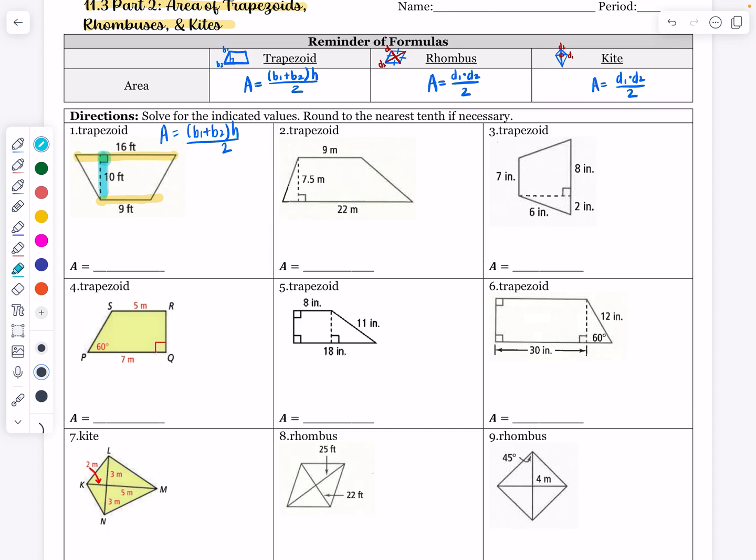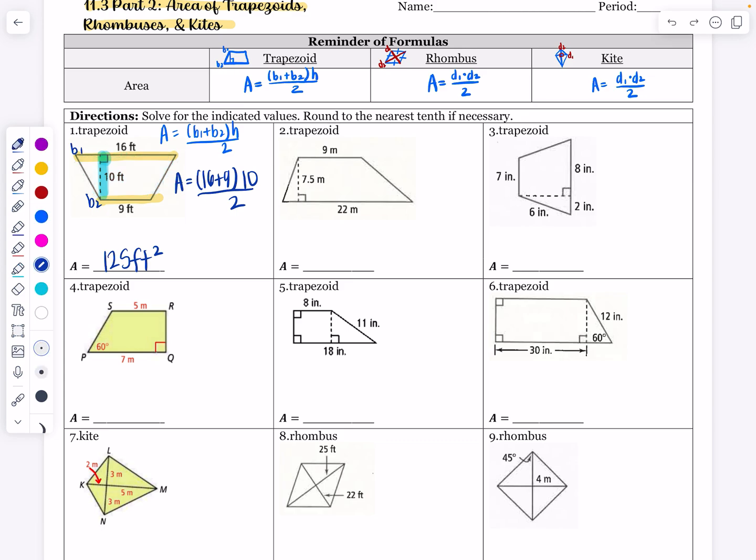Let's plug in those values. My area is going to be base 1, we'll just call that 16. Because we're adding, it doesn't matter which one is base 1 and which is base 2. We add 16 and 9 together, multiply that by 10, and divide that by 2. So 16 plus 9 gives me 25. That times 10 is 250. Divided by 2 gives me an area of 125 feet squared. Remember that area is always in units squared. So that's how much space is on the inside of this trapezoid.